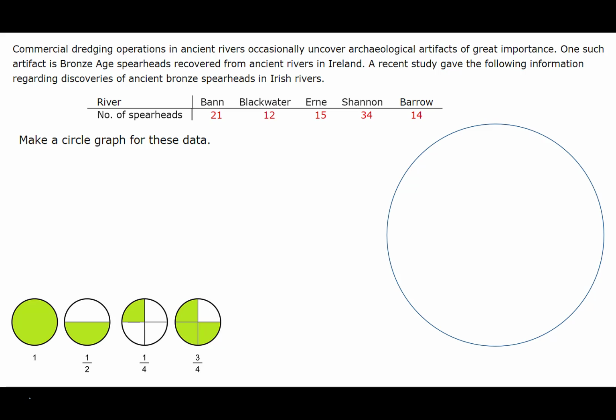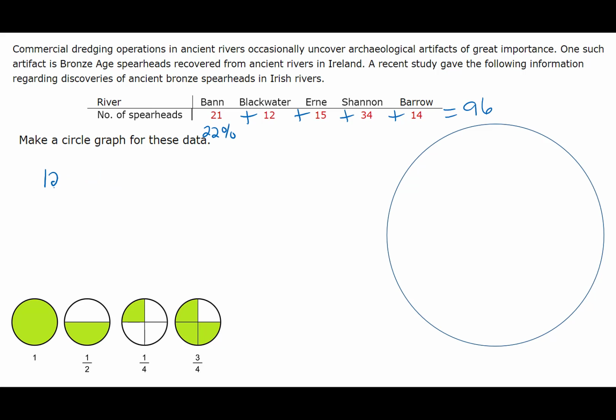First thing, I want you to add these together. 21 plus 12 plus 15 plus 34 plus 14 equals 96. And now we're going to go through the same process of converting each of those raw data points into a percentage. So 21 over 96 times 100 equals 21.8. So go ahead and round that one up to 22%.